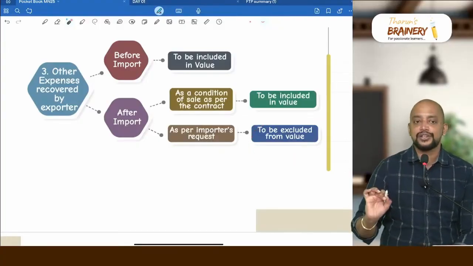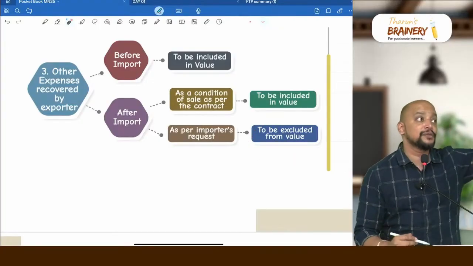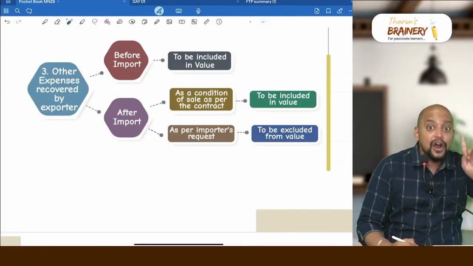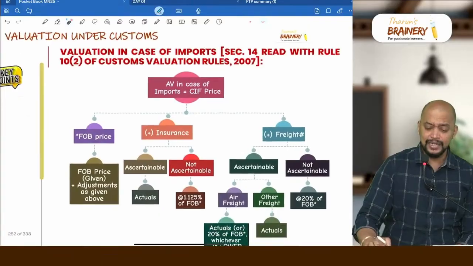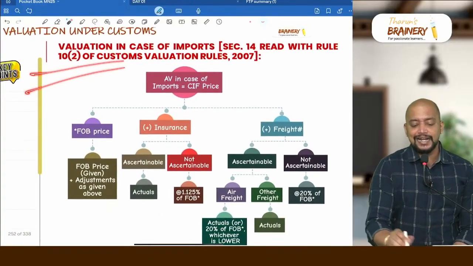Anything post importation expenses will be included in the value if it is payable to the exporter as per the contract, then only it should be included in value. Then what should be taken as the secondary adjustments?